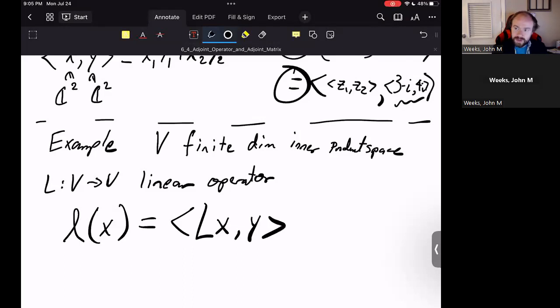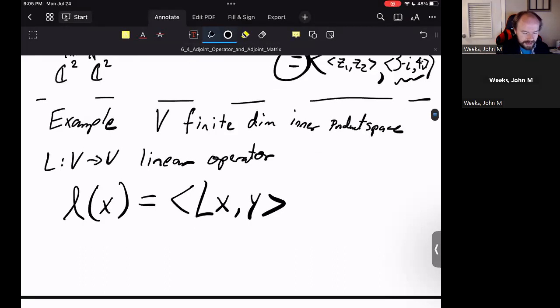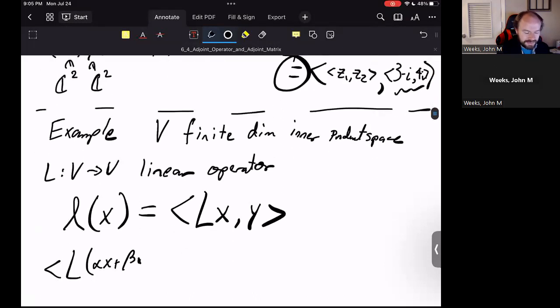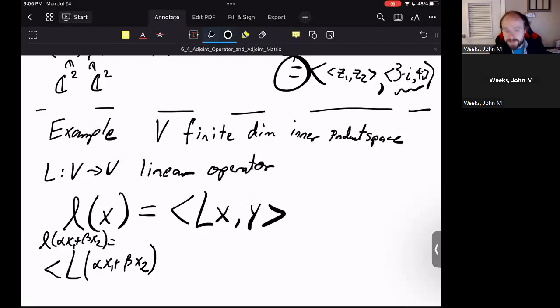Why is this a linear functional? Remember that linear functional means that it has to work well with addition and it has to work well with scalar multiplication. So for example, if I looked at L of alpha x plus beta y, that stuff would have to come out very nicely for this function. Oops, I can't use y, I'm already using it. So I'll use alpha x1 plus beta x2 here instead. There we go.